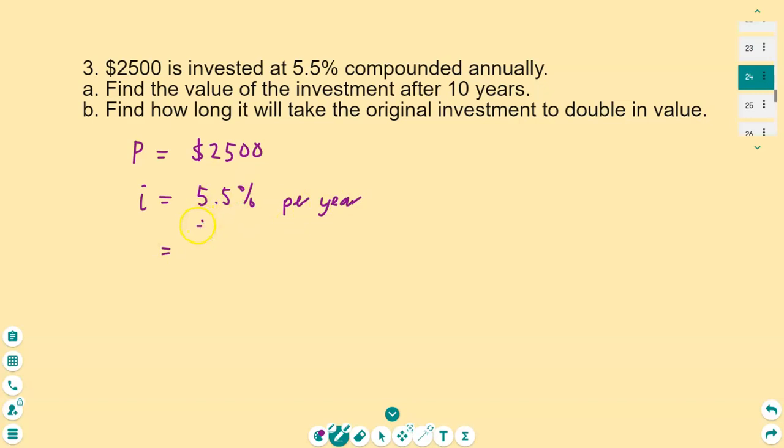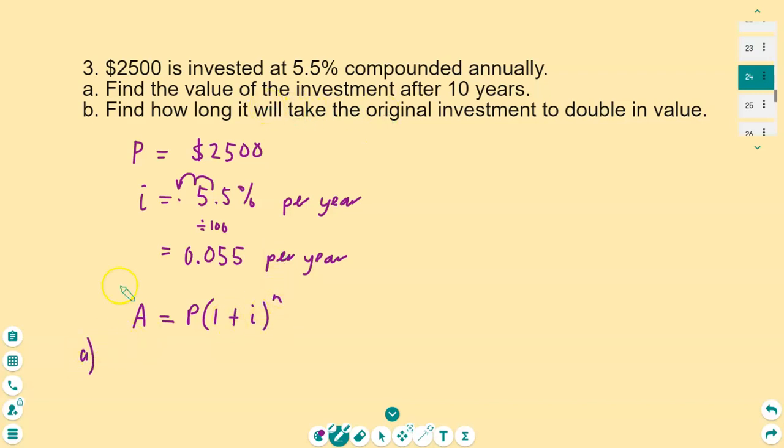But we need to convert that to a decimal. So we divide it by 100. And how do we do that? Move that decimal place 2 places. And replace under the hump with a 0. 0.055 per year. Okay. Compounded annually. All right. Well, I'm just going to write the compound interest formula straight down.